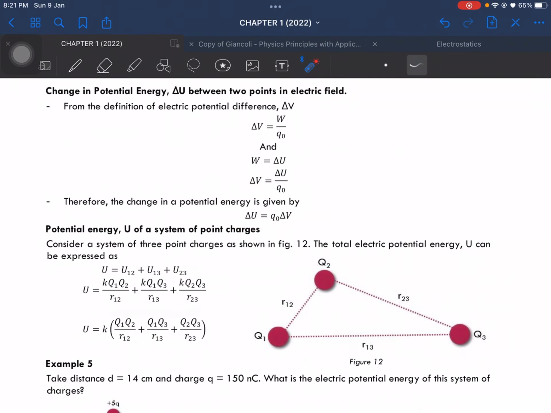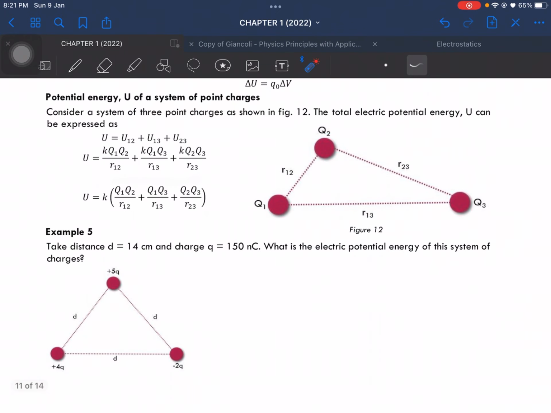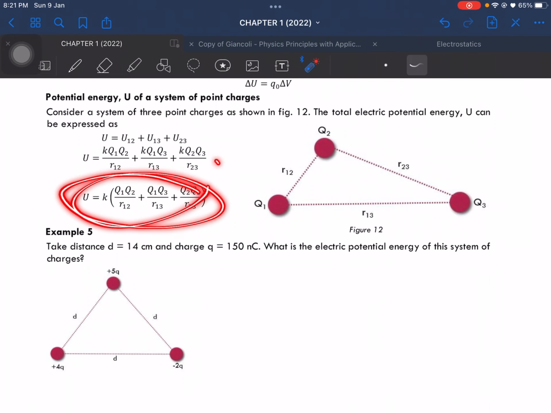Okay, so potential energy of a system of point charges, remember for your syllabus, up to a maximum of 3 charges in a system only. Okay, so let's consider this 3-point charge shown here. So basically, how you calculate the potential energy of the system is based on this equation here.